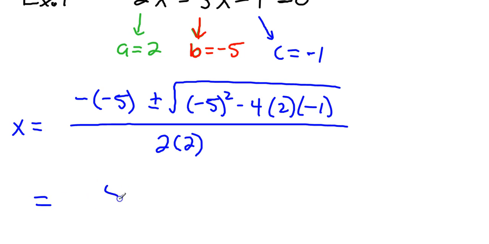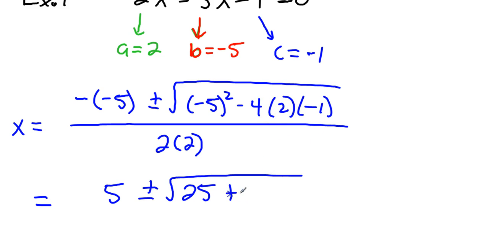Make it a positive, right? So right off the bat, that's a positive 5. When you do negative 5 squared, it doesn't matter whether this b term is negative or positive. When you square that number, it's always going to be a positive answer. So then we're doing negative 4 times 2 for negative 8. Negative 8 times negative 1 means that's a positive 8. And that's over 2 times 2 for 4.